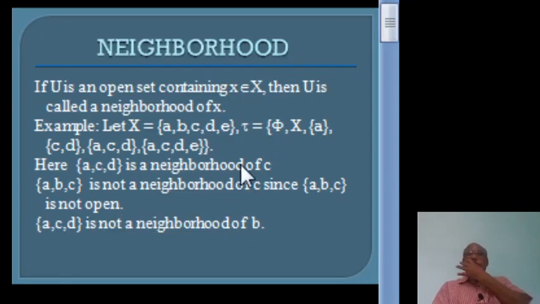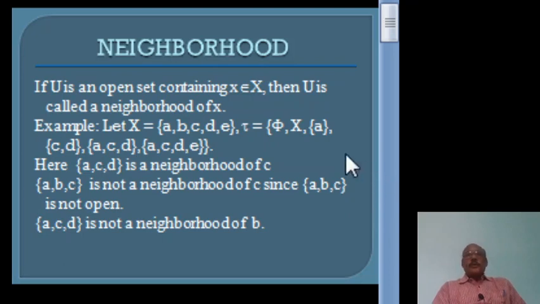Now let us define the neighborhood. If U is an open set containing the point X, then U is called a neighborhood of X. So if you want to check whether a set is a neighborhood of X, first check whether it is open. Then check whether that set contains X. Then we can say that U is a neighborhood of X. For example, consider this topological space. In this topological space, consider this ACD. ACD is a member of tau, so it is an open set, and it contains the element C.